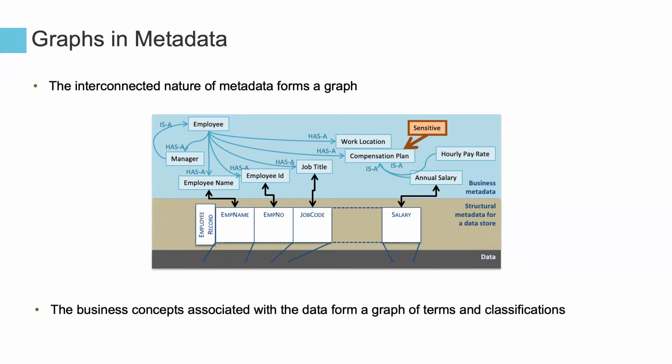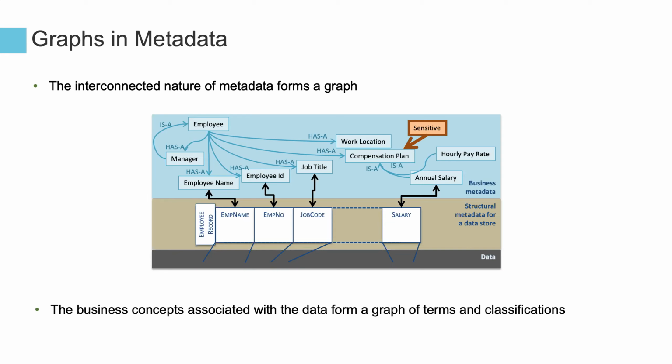There may be some people in the organization who will be eligible to see that salary information or that hourly pay rate, to view the compensation plan for an employee, but not everybody. So the ability to associate a classification with a term at the business level allows us to do business level or logical level governance through things like policies, which we'll come to in a moment, which we can apply across all of the different forms of employee record down at the structural level within the data.